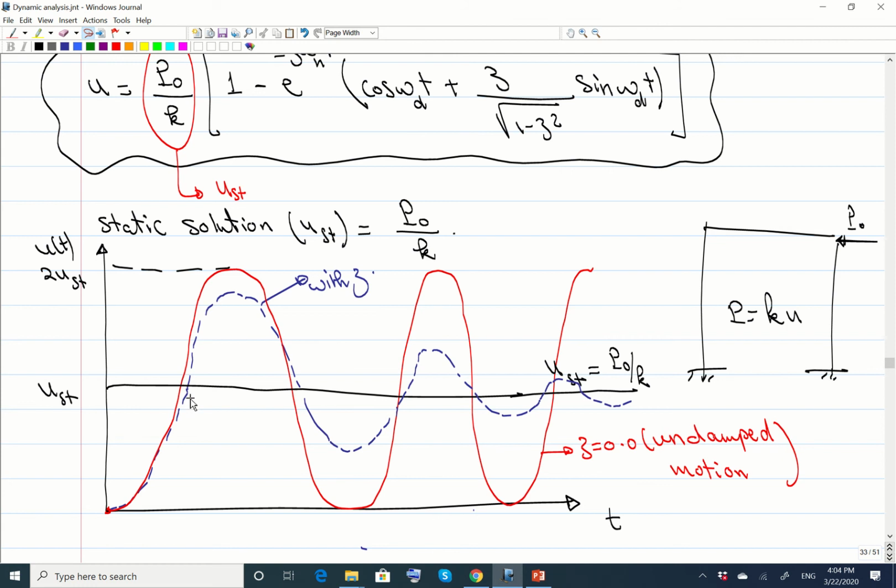But this oscillation will not be decaying. It will oscillate forever. And we said definitely this is not realistic because there is no case where there is no damping. There is always damping. There is always frictional damping. So those are the two solutions. The red one is the undamped. The blue one is the damped oscillation, when you have a constant force.